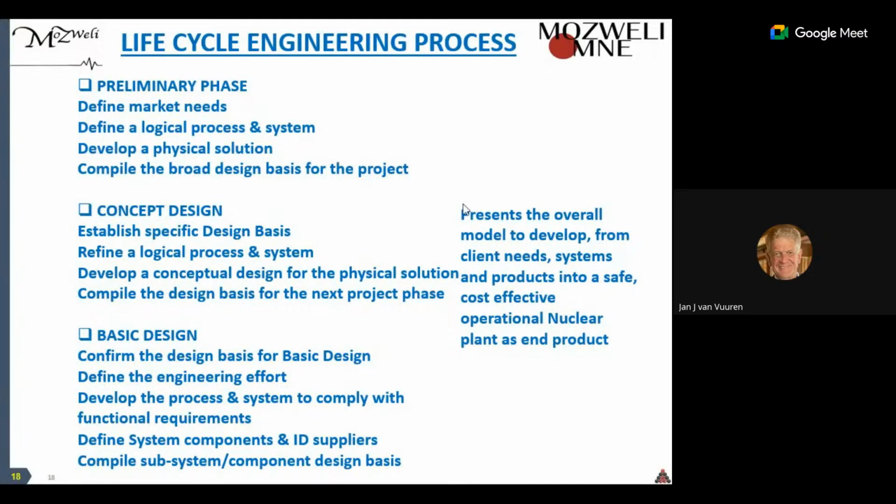As soon as we've concluded that we covered all the needs in the preliminary phase, we end that preliminary phase with a good set of documents that describes the requirements for the nuclear reactor and also for the next phase. During the concept design phase, we establish the specific design basis. We go into more details. We define the system concept that is achievable. Then we go over to basic design.